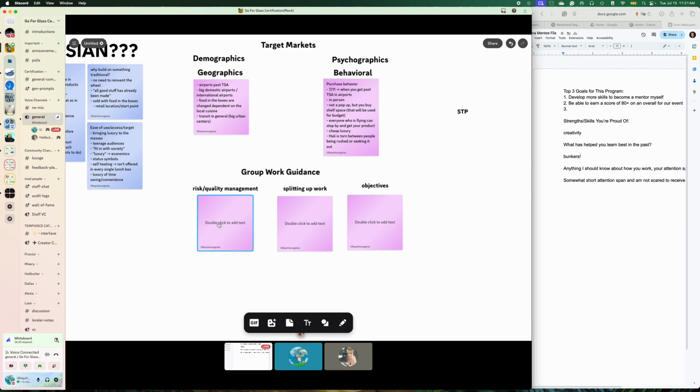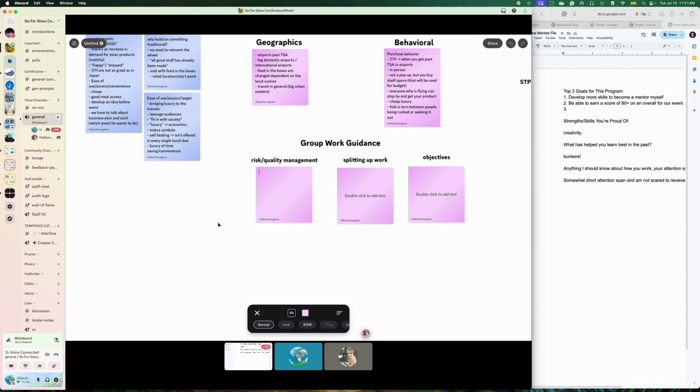Sounds good. Cool. So, risk and quality management. First things first, starting with the positives, you've already set up your SSOT, your single source of truth. That is awesome.